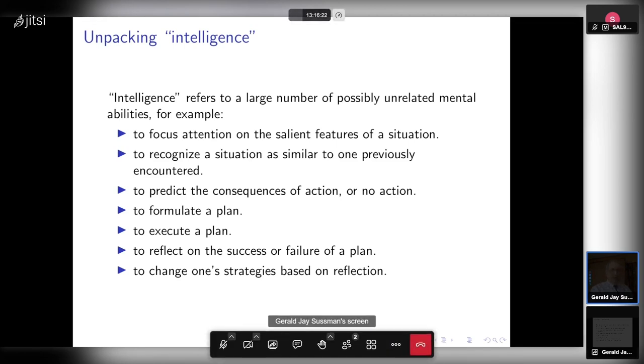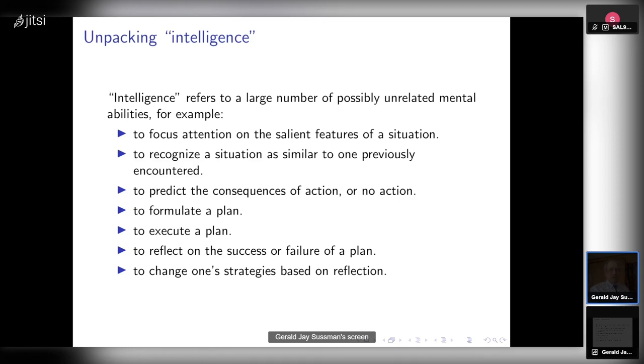And what matters is not any one of these things. The question is, if some agent is intelligent, we have to understand exactly what abilities it has, and whether they are like these, and whether there is more.